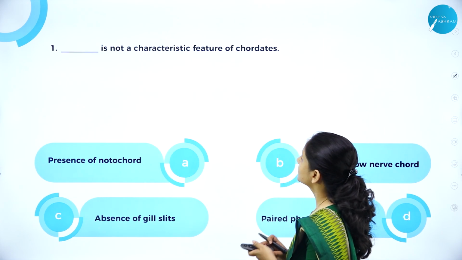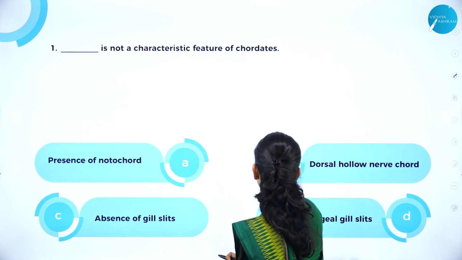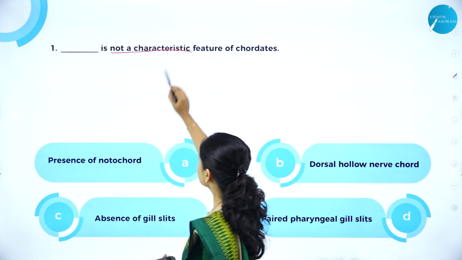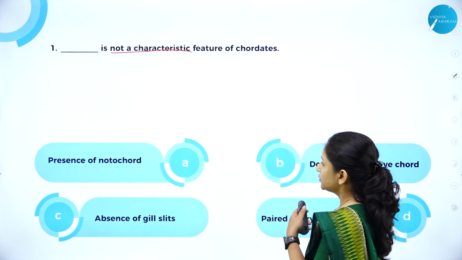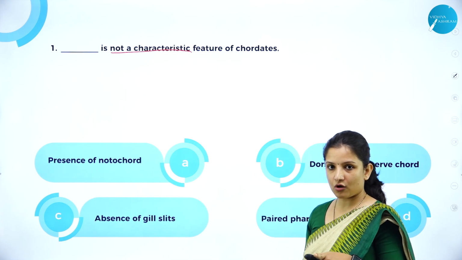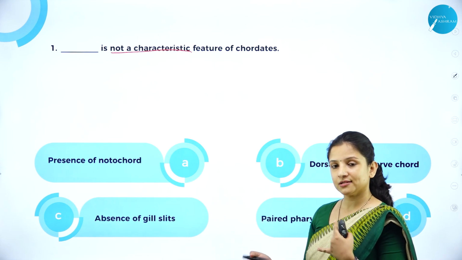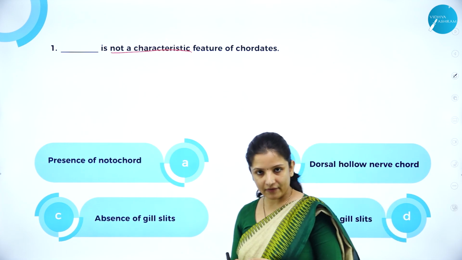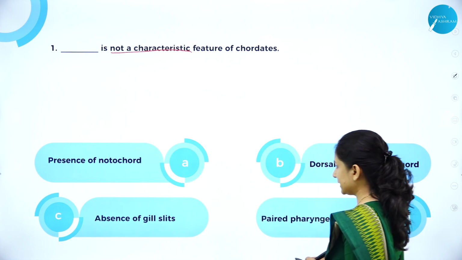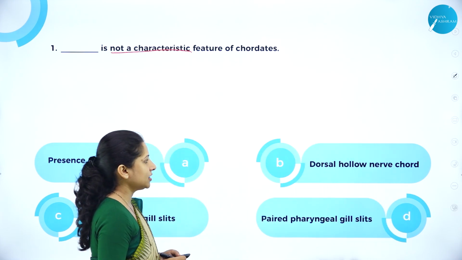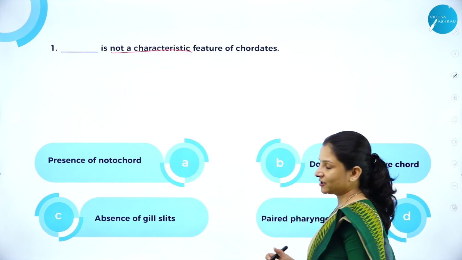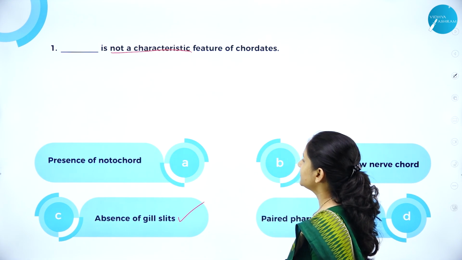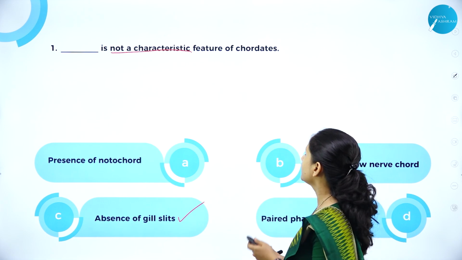Dash is not a characteristic feature of chordates. Options: presence of notochord, dorsal hollow nerve cord, absence of gill slits, paired pharyngeal gill slits. You have to be careful with the question here. The question is, which is not a characteristic feature. The notochord is present in chordates; only thing is, it vanishes in some after a certain period, but it is present in some throughout the lifetime. They have a dorsal hollow nerve cord. So the right answer here is absence of gill slits, because they have gill slits on either side of the pharynx. Therefore, absence of gill slits is not a characteristic feature of chordates.